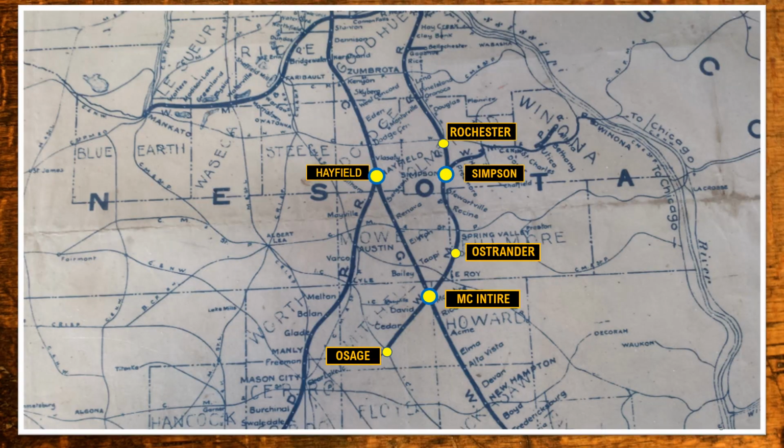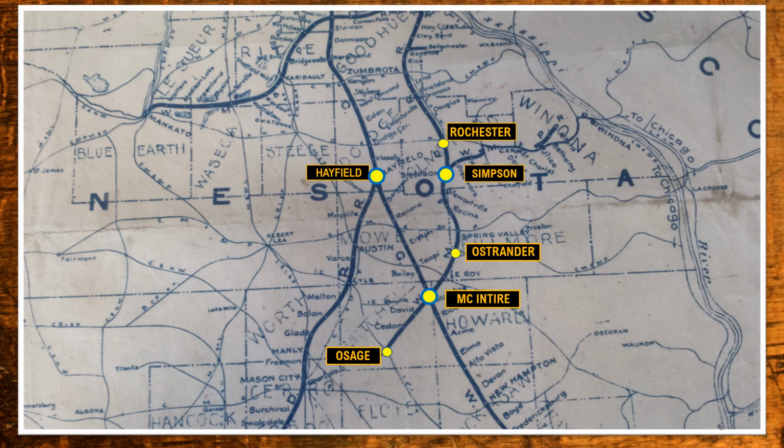First of all, I'd like to talk about the area of the Great Western that I model. This is a system map of the Great Western. You can see it went to Omaha, Kansas City, Chicago, Minneapolis, St. Paul, and there were some branch lines up in southeastern Minnesota, and that's kind of the focus of the area of my operations, the northern half of the Great Western. Specifically this area here, you see Rochester, Minnesota, Simpson, Minnesota, Ostrander, McIntyre, Iowa, Osage, Iowa, and Hayfield, Minnesota. And these are the towns that are represented on the layout.